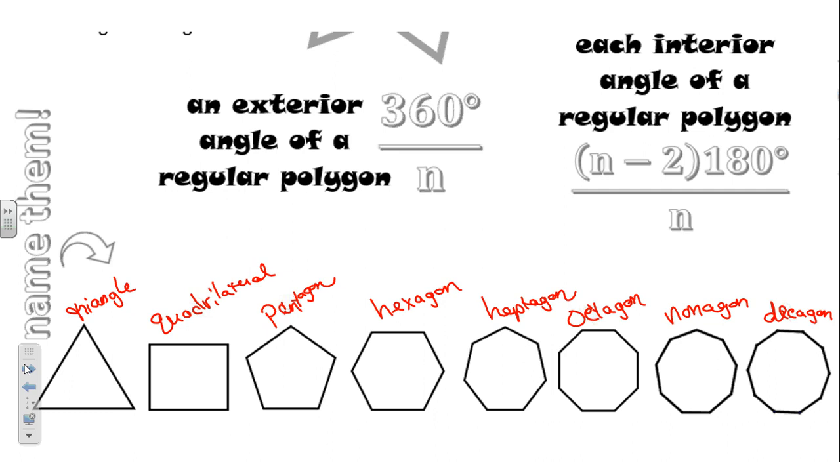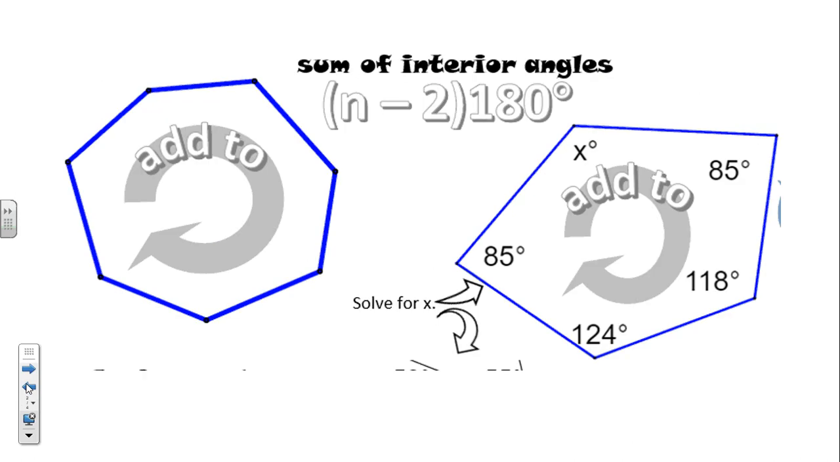Okay? All right, so first question. How many sides? 7 sides, right? So if it's 7 sides, it's a heptagon. Okay? So this is a heptagon. How many triangles would be inside of it? 5. So 7 is the n, right? 7 minus 2 is 5. There's 5 triangles inside, and there's 180 degrees in one triangle, right? So what is 5 times 180?